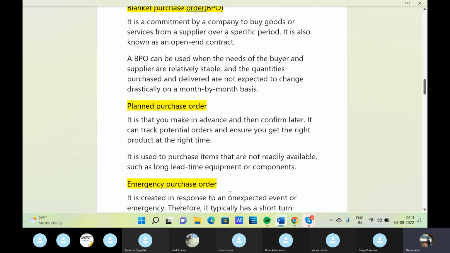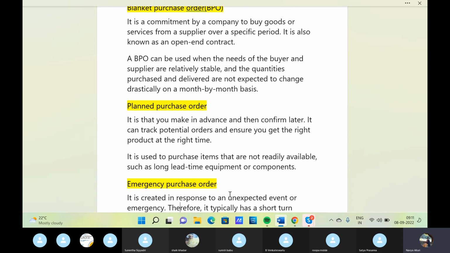Planned purchase order is nothing but the buyer giving an advance booking. It is useful because the buyer can take a contract for 2, 3 or 4 years, whatever it is, and give the advance amount. After that they will issue the PO and the products will be delivered.